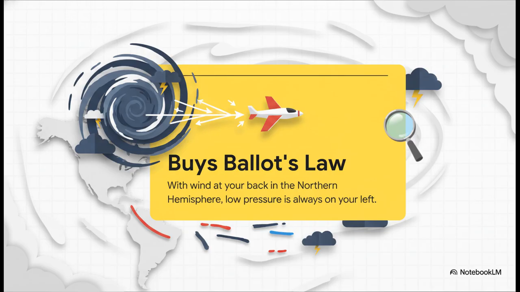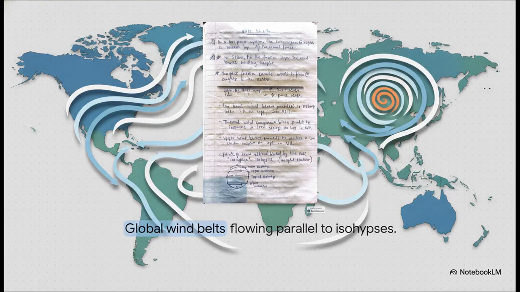Since low-pressure systems are exactly where severe weather, fronts, and nasty flying conditions like to congregate, knowing your wind direction instantly reveals where the hidden hazards are. Taking a macro view of those winds reveals the global wind belts mapped out beautifully here.